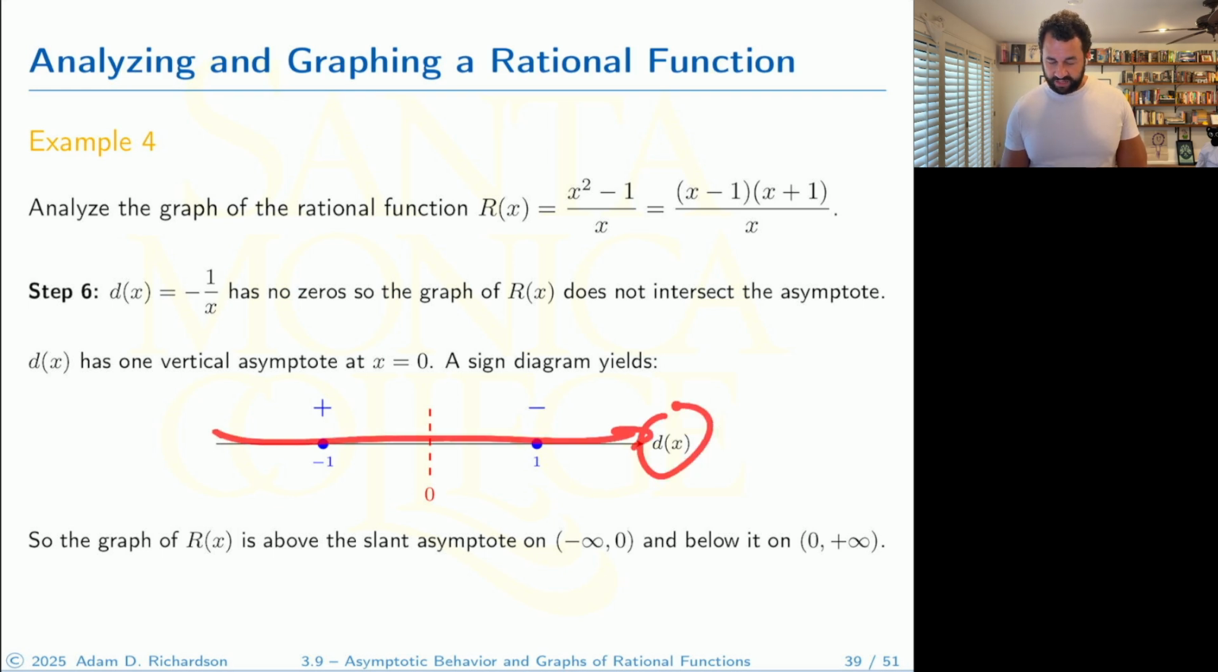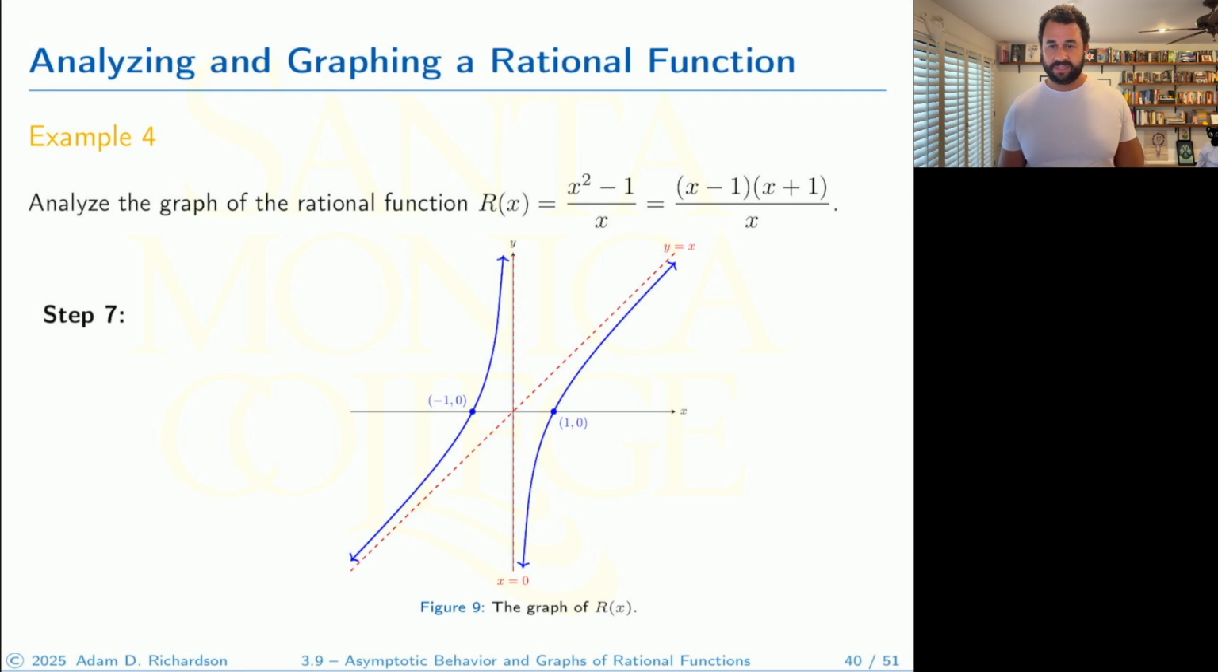Remember, this is representing the asymptote, the polynomial asymptote, in this case, that slanted line. So our graph is going to be above the slanted line over here, and it's going to be below the slanted line over here. Now we've pretty much got everything we need. Boom. That's what it looks like.